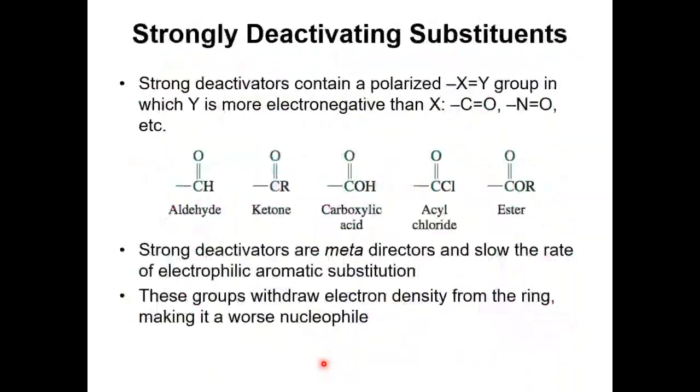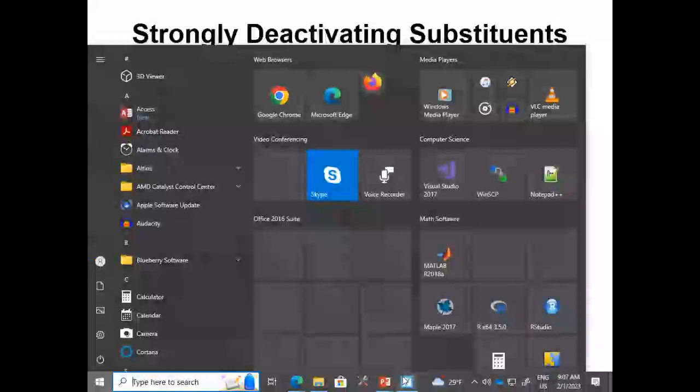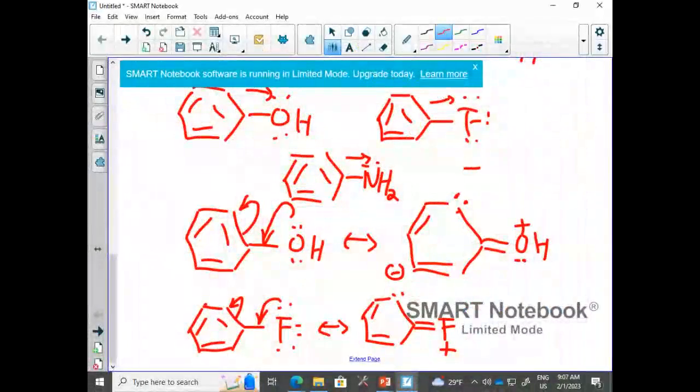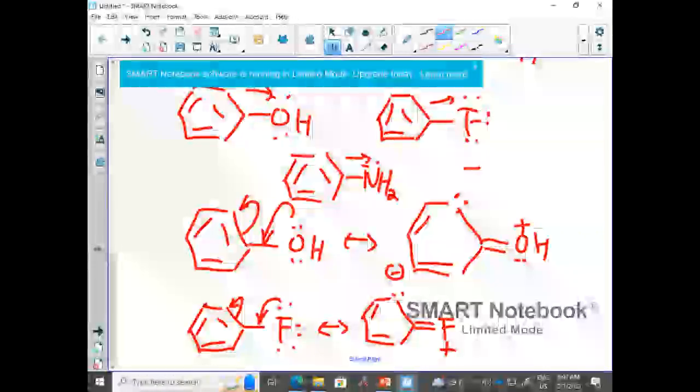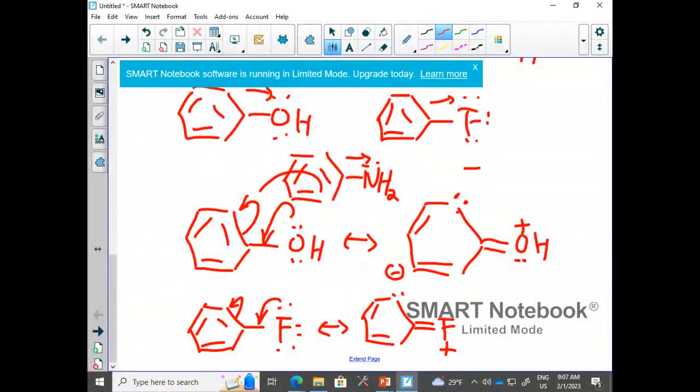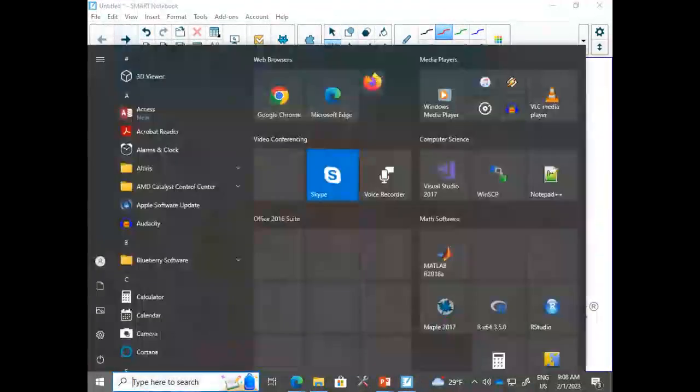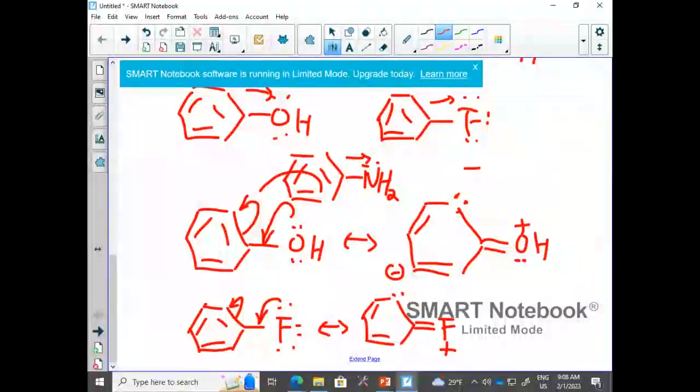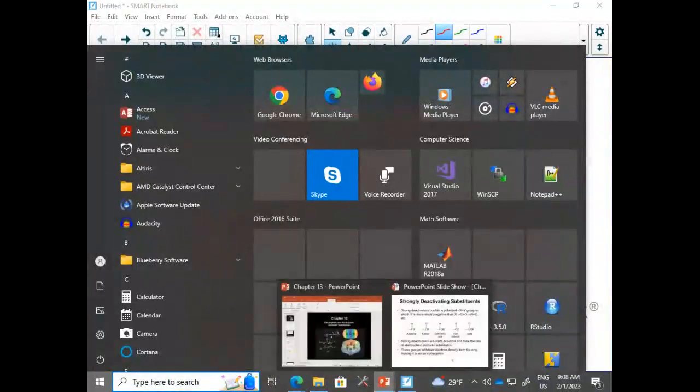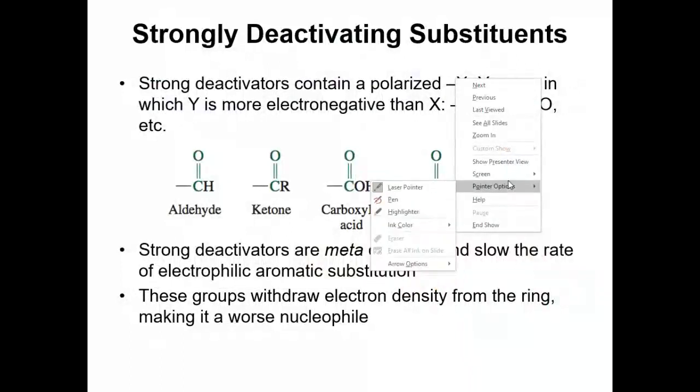Where's my cursor? I can't see the cursor. Drag here. The computer's not helping.